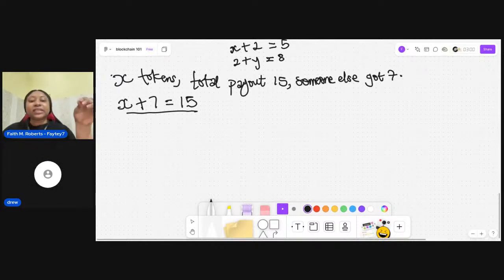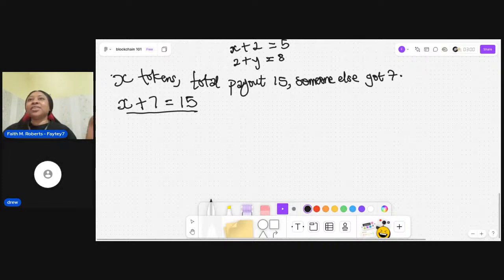What is going on here is a smart contract pays out X tokens. Please kindly listen to all the keywords. It pays out X tokens, and the total payout is 15 tokens. So clearly it is stated that this is tokens, not persons. Then someone else received 7. So in the first instance he paid out X. The second instance is that he paid out 7.